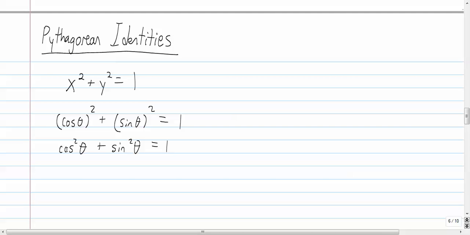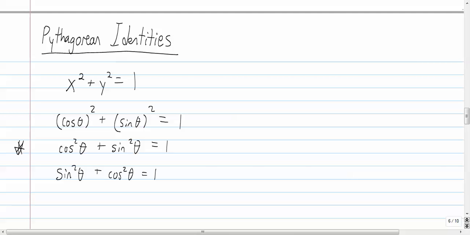Alright, this is the first Pythagorean theorem, or Pythagorean identity. We want to think about this kind of like the main Pythagorean identity. If you were looking in a textbook, you probably wouldn't see cosine squared plus sine squared equals 1. You'd probably see sine squared theta plus cosine squared theta equals 1, just because that's the way it's usually written, so that's the way you'll see it in most textbooks.